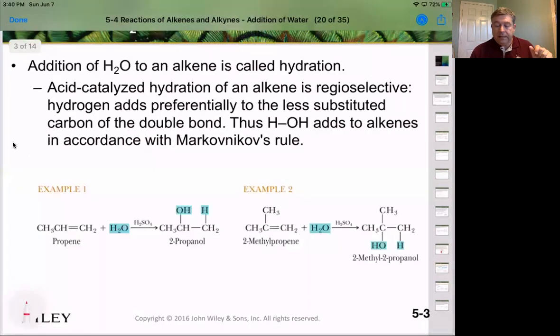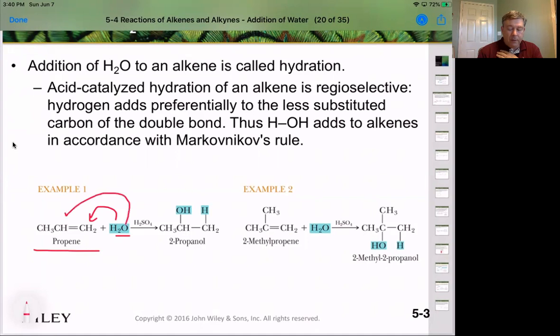Okay, let's see how that applies to the addition of water, because remember, in the previous video, we saw that water follows Markovnikov's rule. So when we have acid catalyzed hydrations of an alkene, we start with the idea that a protonated water is going to be added across that double bond. So in the case of something simple like propene, again using Markovnikov's rule, we're going to add our hydrogen to the terminal carbon, and our OH is going to end up on our internal carbon, giving 2-propanol as our primary product.